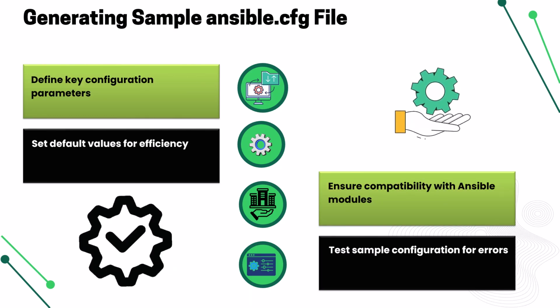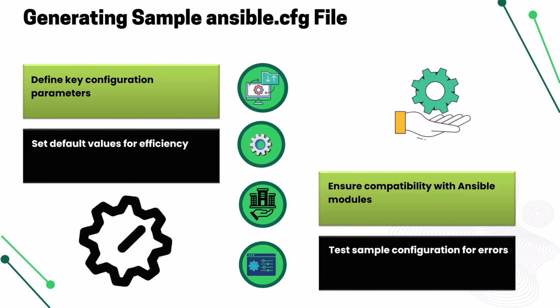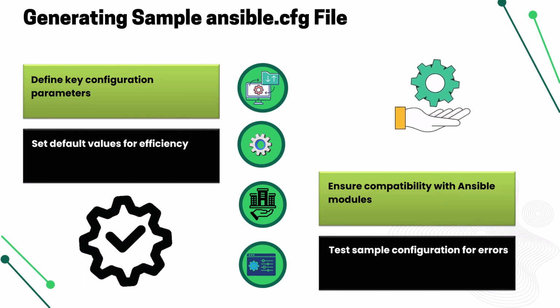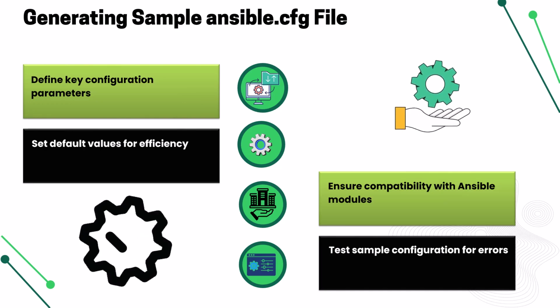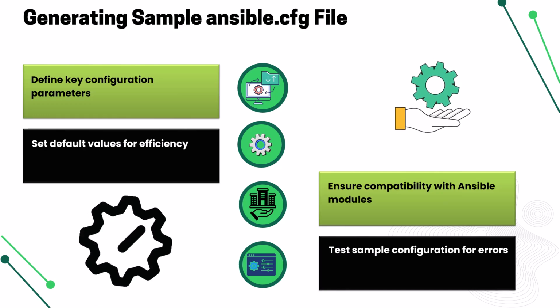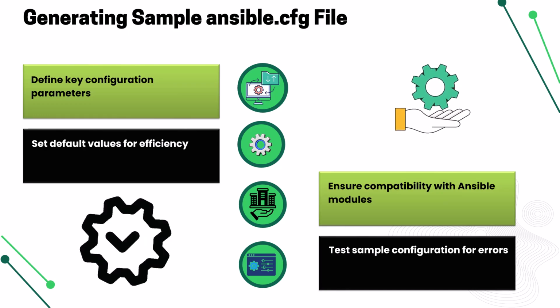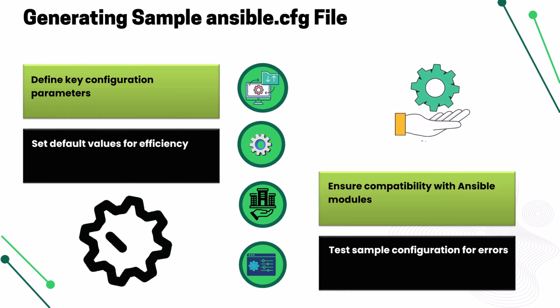Alright, let's talk about creating an Ansible.cfg file. First, define the key configuration parameters. Think of them as the rules of the game. Then set default values to keep things running smoothly. Make sure it works well with Ansible modules. Compatibility is key. Finally, test it like your life depends on it, or at least your deployment does.